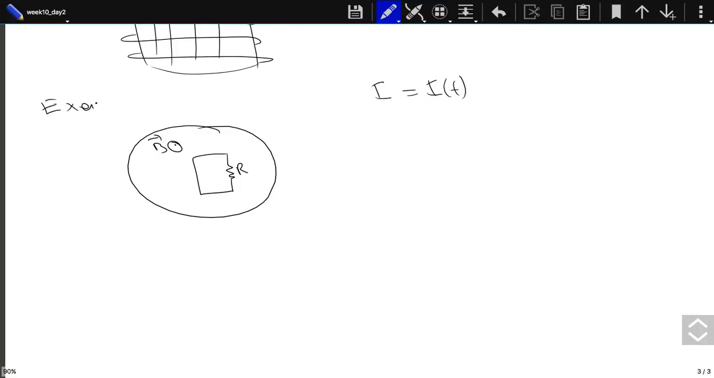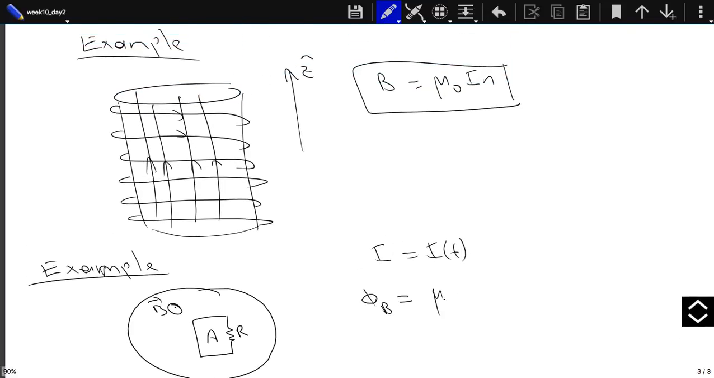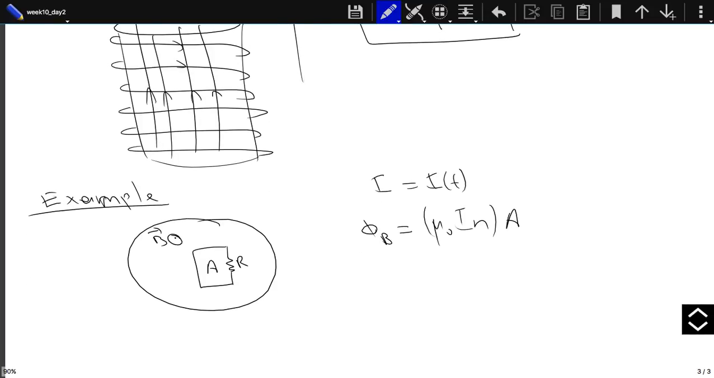And let's assume that the area of my circuit is just A. The wires are covering an area A. What is the flux? Well, B equals mu 0 I n, times the area. Okay, is it positive or negative?